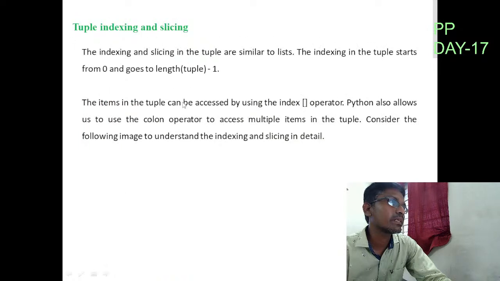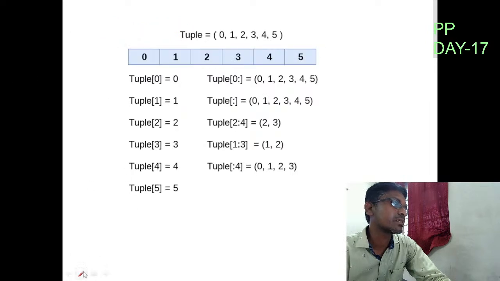Next one is tuple indexing and slicing. The tuple indexing and slicing will be the same as a list. Let us see the example once again. In this example, tuple is equal to 0, 1, 2, 3, 4, 5, and I want to store the values at index numbers 0, 1, 2, 3, 4 and 5. So these are the index positions, and I want to store 0, 1, 2, 3, 4, 5.